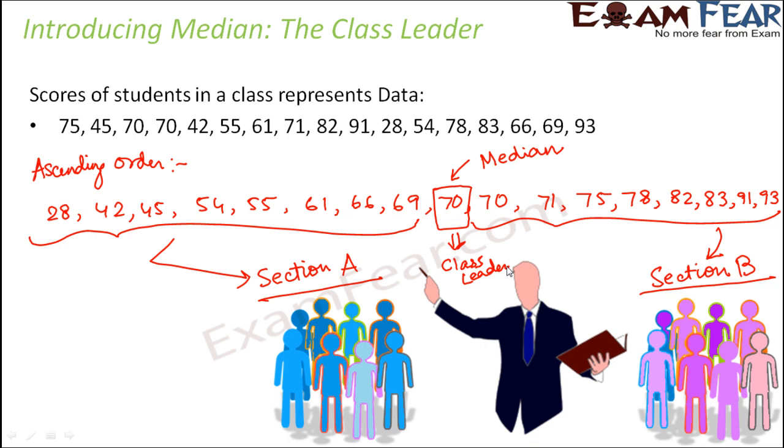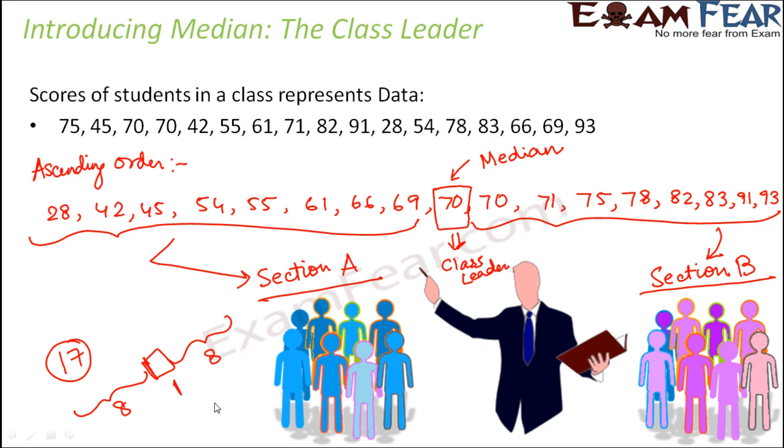Now, have you observed something? In both these examples that we discussed, the dance show as well as the class leader, in both of these, the total number of data was odd. So here the total number of data was 17. So it was very easy to divide it into two equal halves like this, 8 on this side, 8 on this side, and the center one was median. So that's how you divide it.